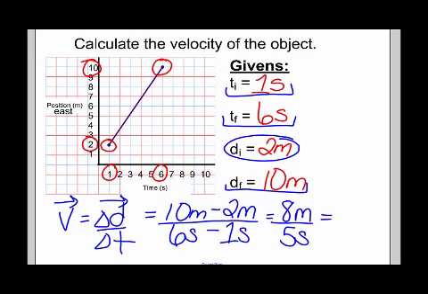Now I can take my calculator. I'll go 8 divided by 5 gives me 1.6. I need a unit. Again, I have meters on the top, seconds on the bottom. So my answer is 1.6 meters per second. That's how fast that object would be going.